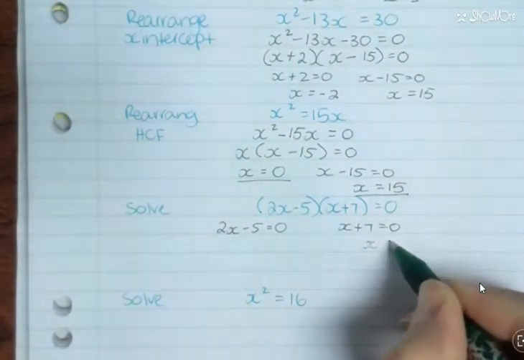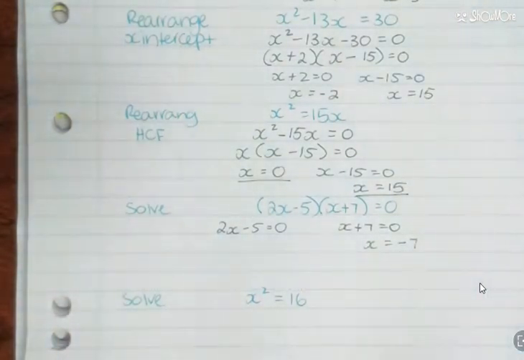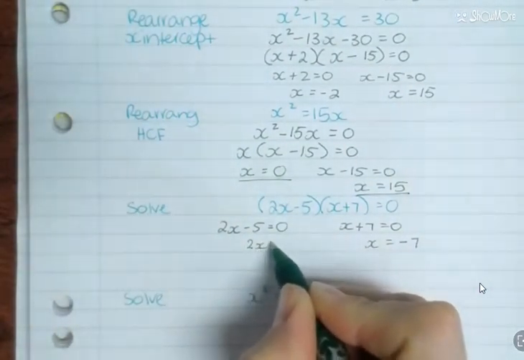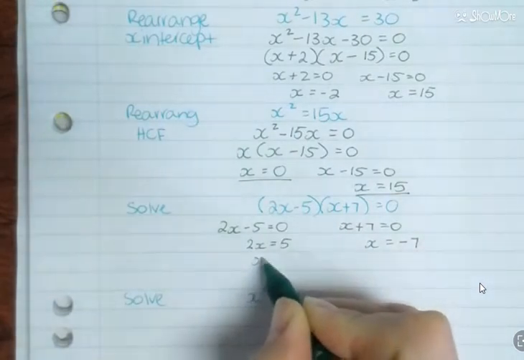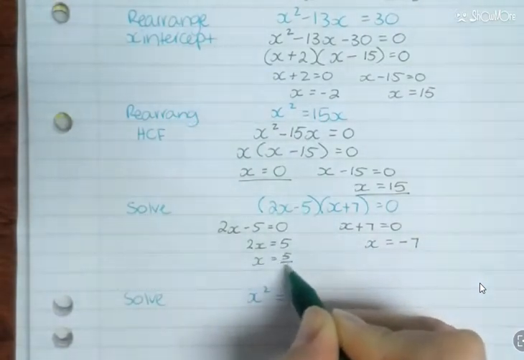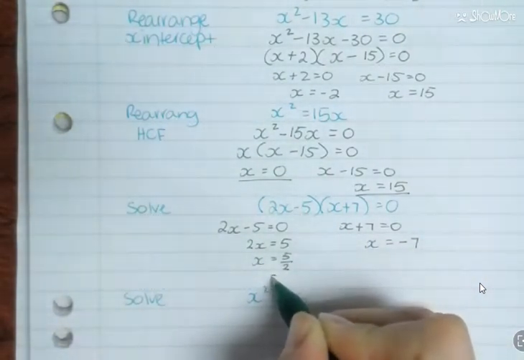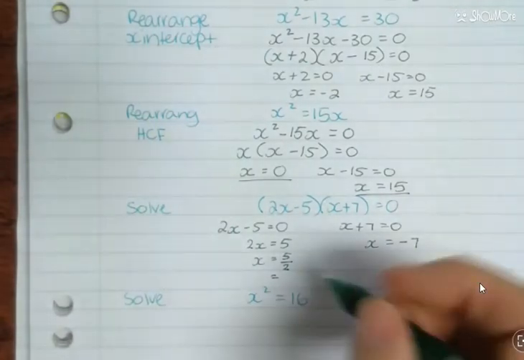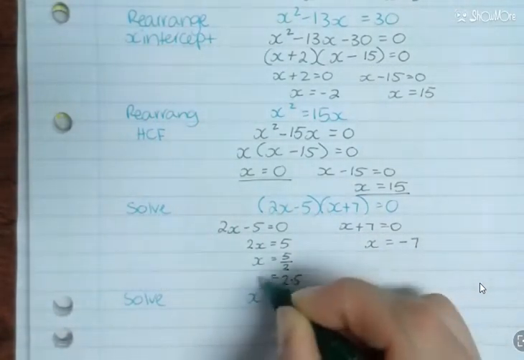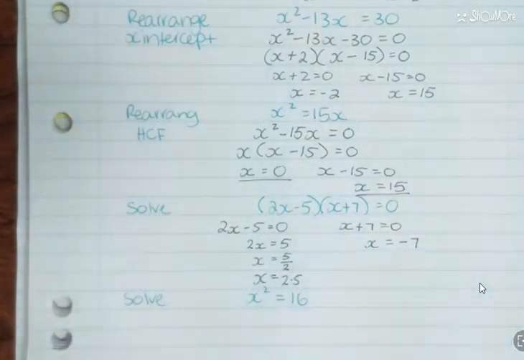So x must be equal to negative 7, 2x is going to equal positive 5, x must be positive 5 divided by 2, which you can all work out to be 2.5. Okay, so in this case x is equal to 2.5 and x is equal to negative 7. Pretty cruisy so far?